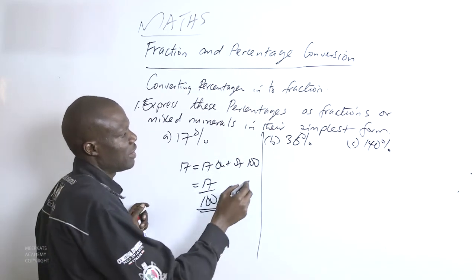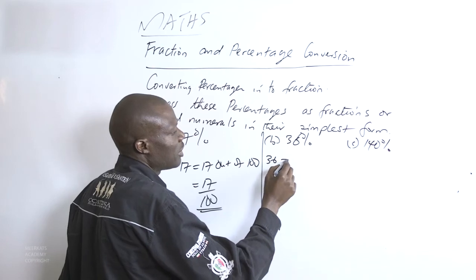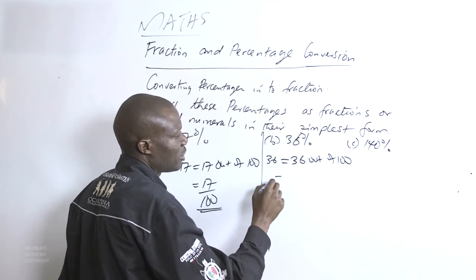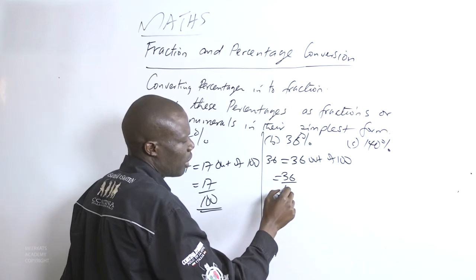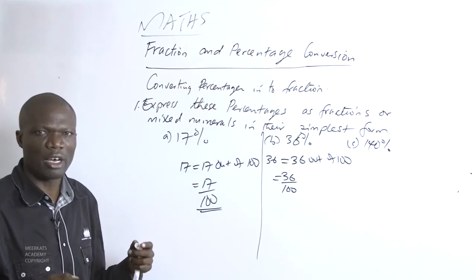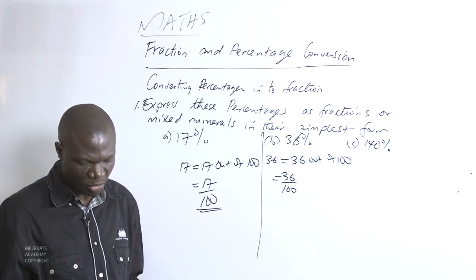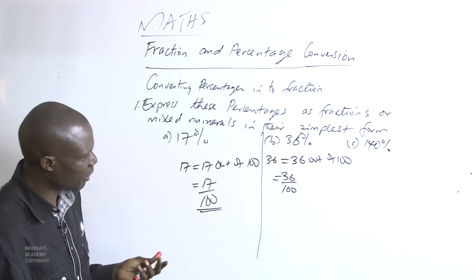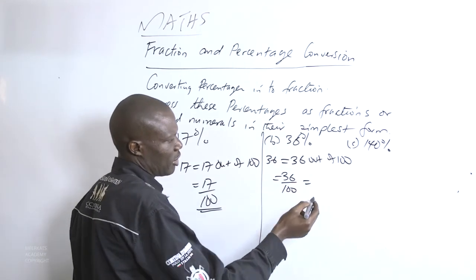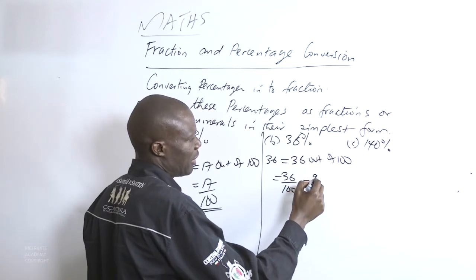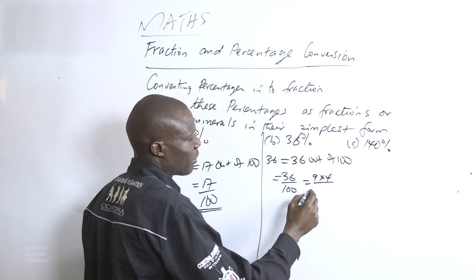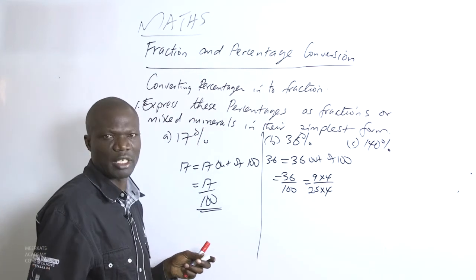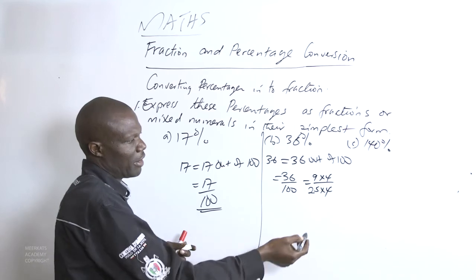Second part, it is 36%, which is the same as 36 out of 100, which is 36 over 100. We look at the highest common factor that exists between the two, and we do what? We simplify. Let us use mental case. 36 is the same as 9 times 4, and 100 is the same as 25 times 4. So the highest common factor that we have here is 4.